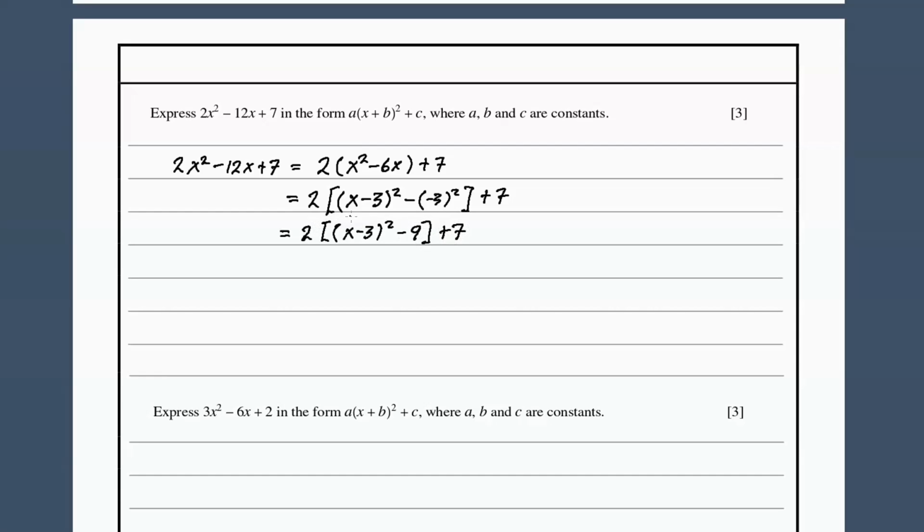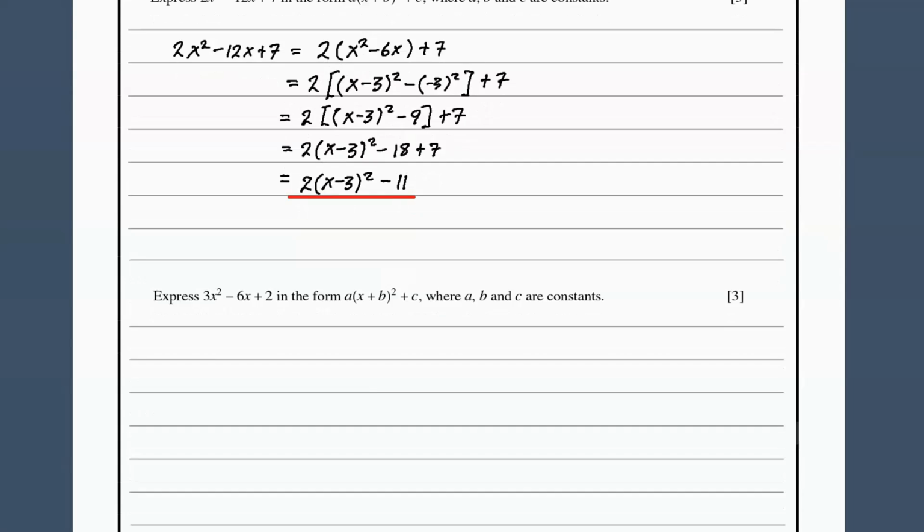I'll now multiply the 2 into the square bracket, so we'll be having 2 of x minus 3, close bracket, squared, and it's minus 18, and it's plus the 7 that's outside. So eventually we'll be having 2 of x minus 3, close bracket, squared, and minus 18 plus 7 is minus 11. So we have this now as our answer right here. Let's move on to the next one.